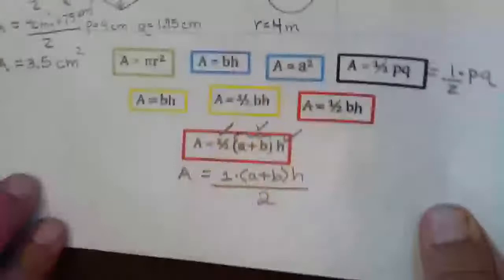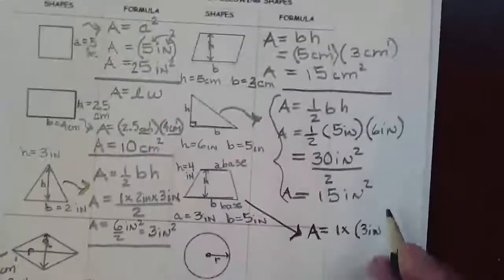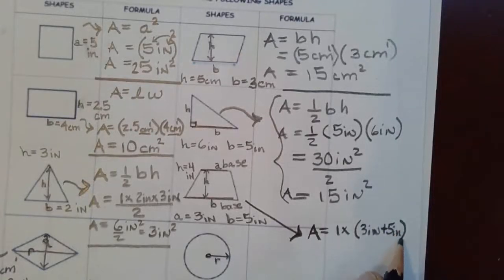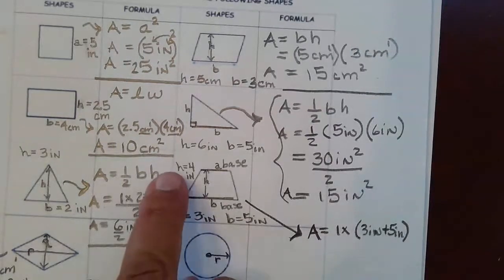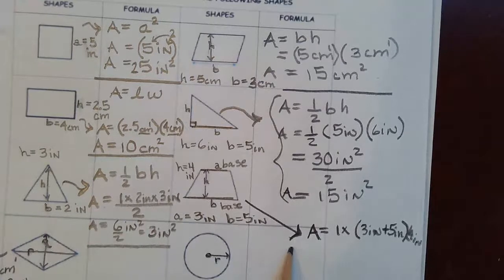Again, see how it says that in this formula, you add those bases together. Plus 5 inches. And then I'm supposed to multiply that by the height. And I gave you for this picture, height is equal to 4 inches. Oops, let me move that over here a little bit. Should have done this on a different piece of paper.